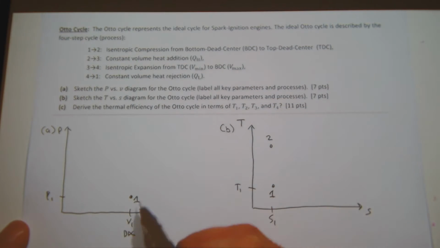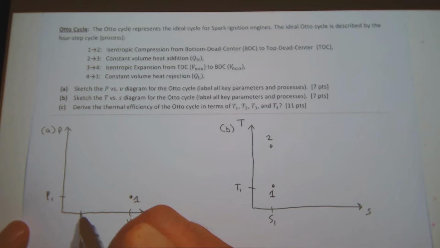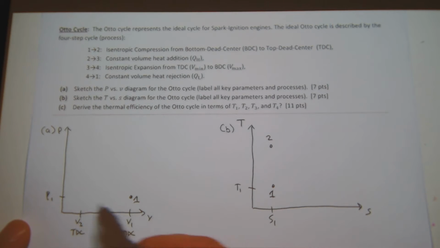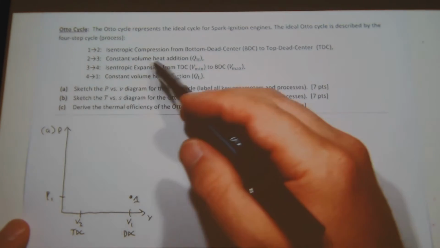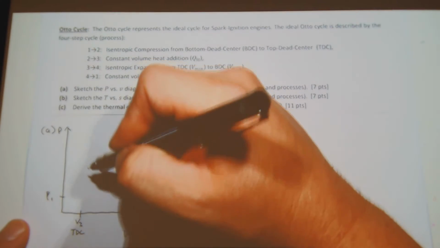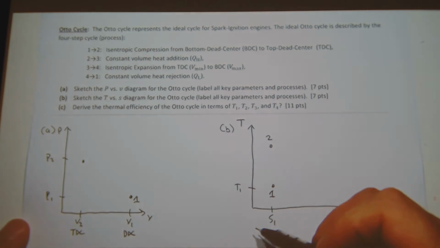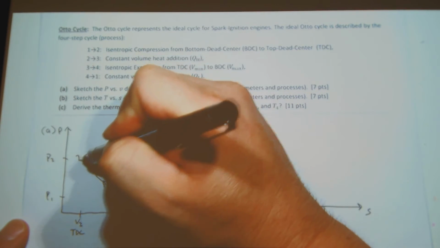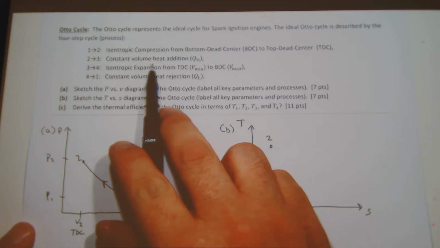I have compression from bottom dead center to top dead center. So I know I'm going to go to some V minimum. These are going to be my extremes. Isentropic compression. And then I can say that I get some intermediate increase in pressure to P2. So I get something that looks like this. Okay? And then I have constant volume heat addition.